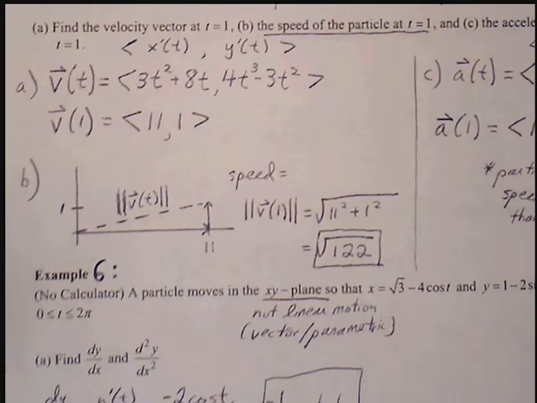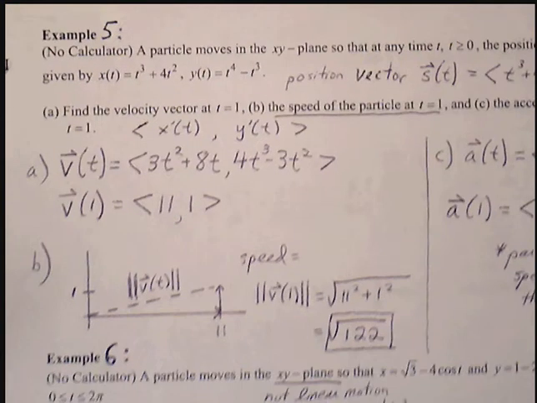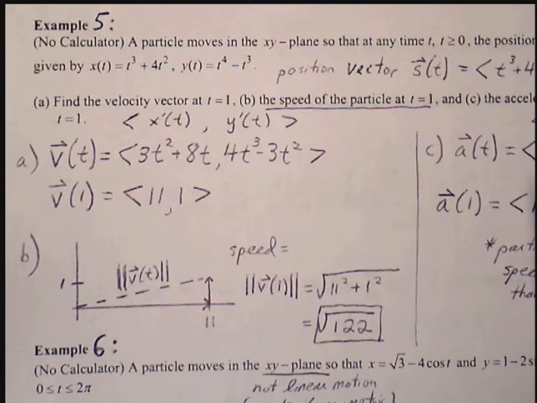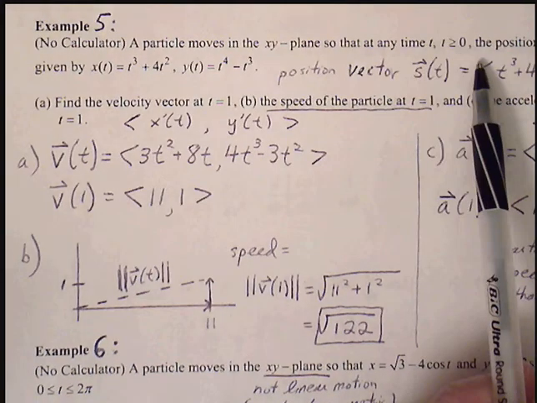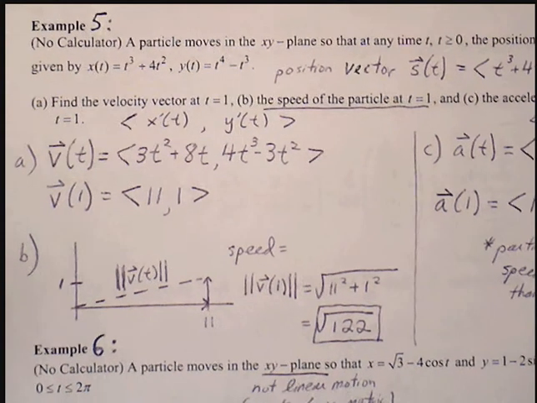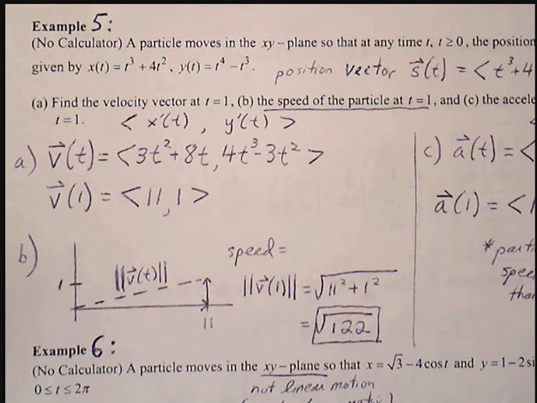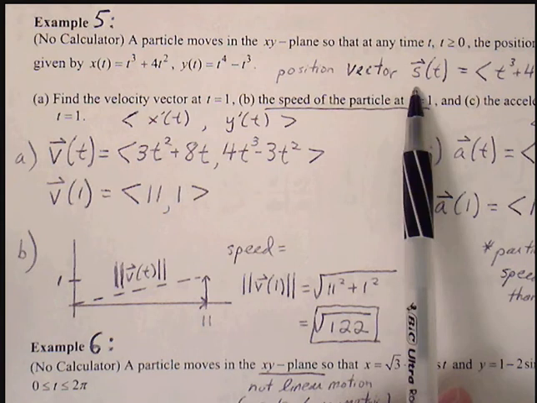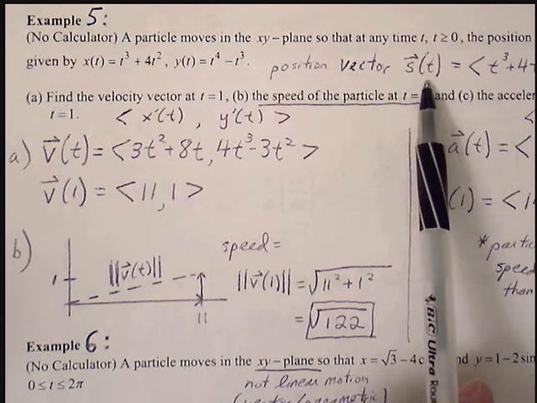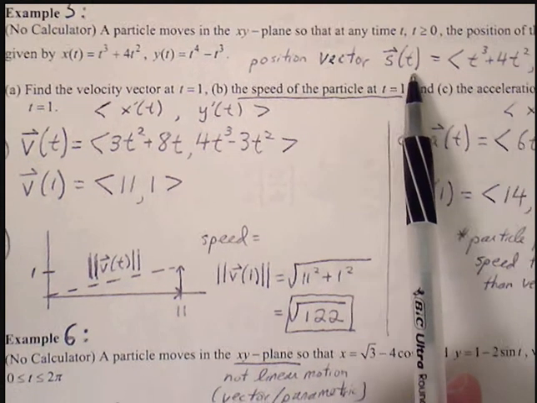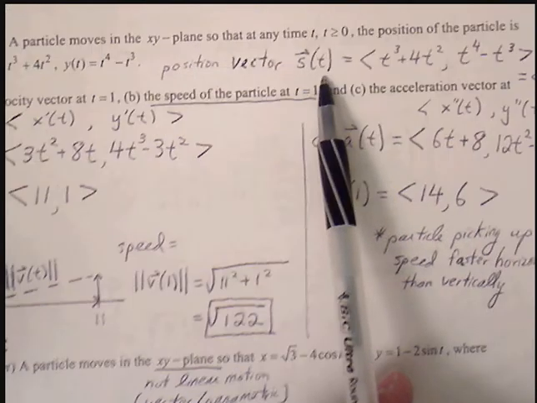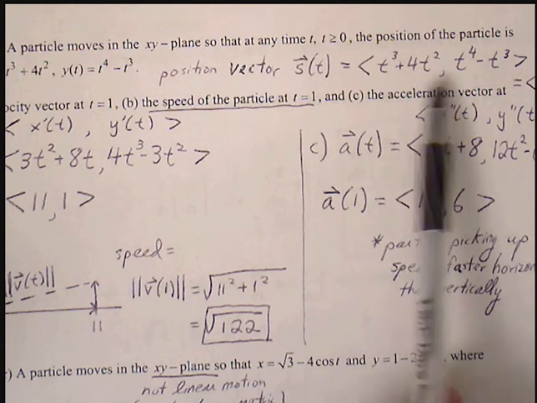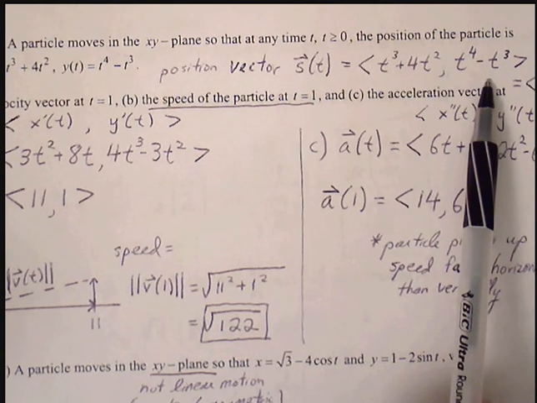Okay, let's look at the final two examples here. Example 5, a particle moves in the xy plane so that at any time t, where t is greater than or equal to 0, the position is given by x of t and y of t. So our position vector, s of t, s arrow of t, we can write these as the x of t and y of t components. So t cubed plus 4t squared and t to the fourth minus t cubed.